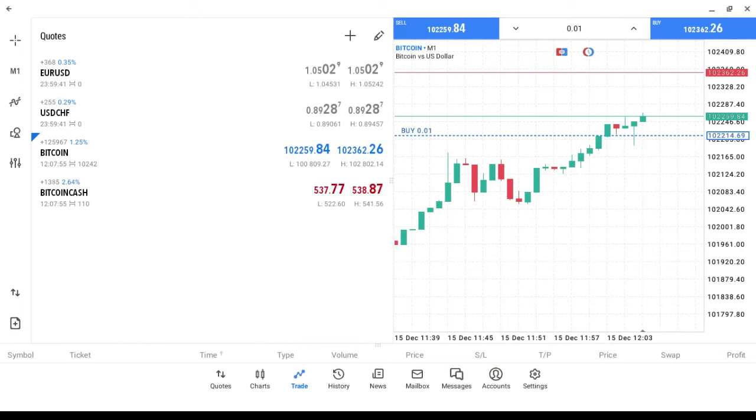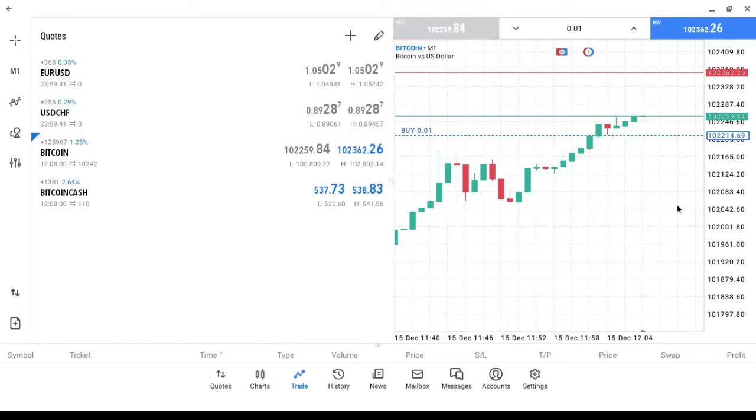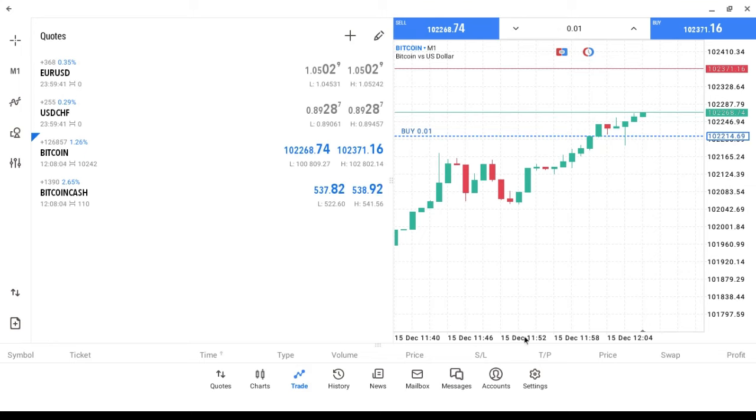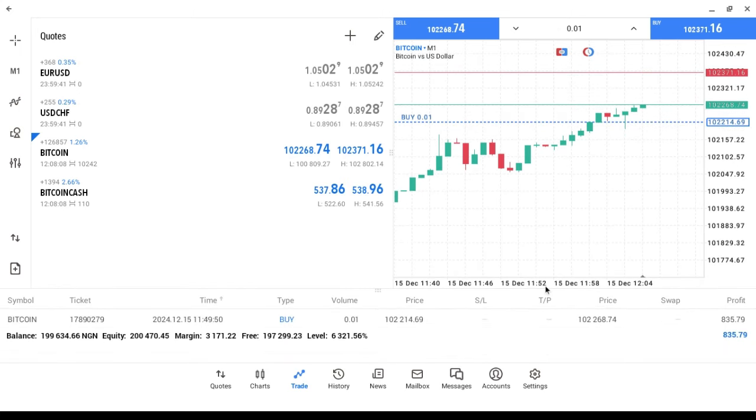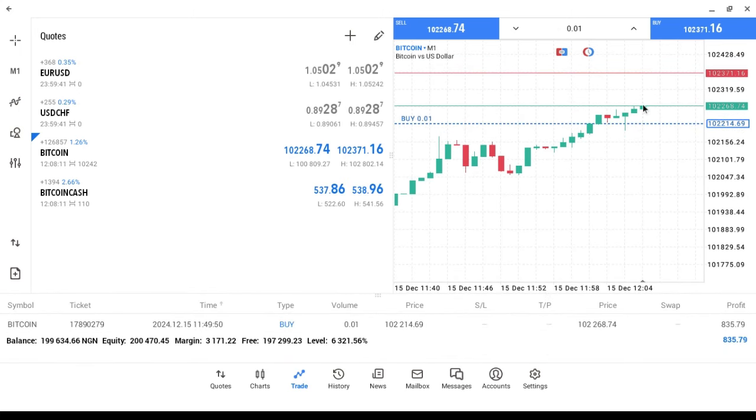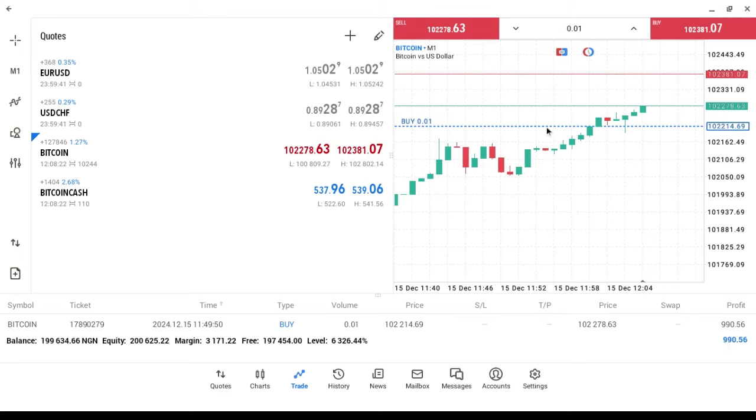Hey guys, in the previous class I talked about what spread is. Let me show you something. As you can see, I told you that this green line has to pass this blue line before I can start making profits. As you can see, this is it here. I'm making 835 naira here. So this green line passes this blue line before I start making profit.